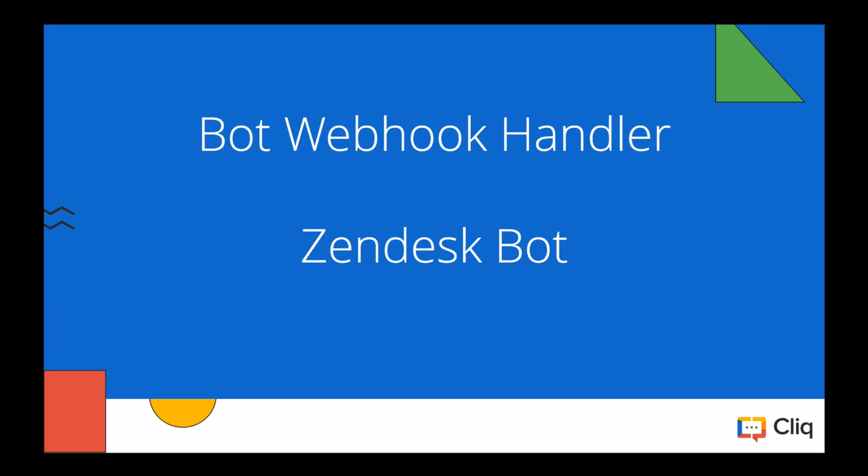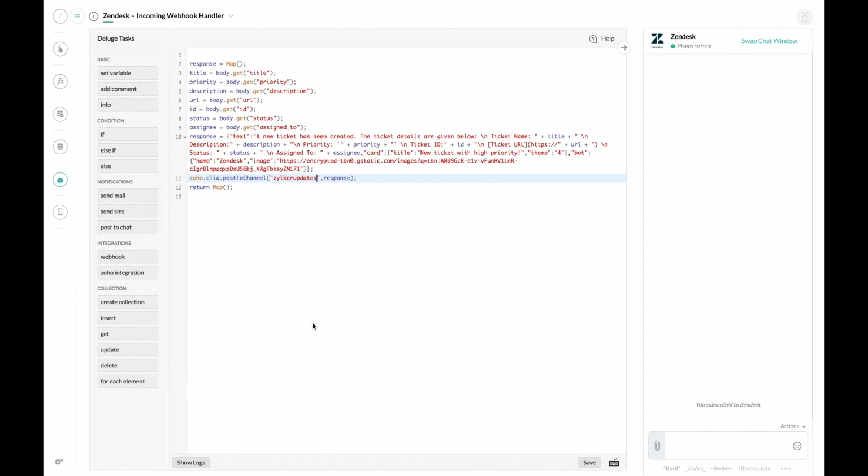resolution too. The Zendesk bot's incoming webhook endpoint is configured in the Zendesk portal, and whenever a ticket is raised by the customer, this incoming webhook endpoint receives an HTTP POST call with necessary information about the event. So let us take a quick look at the handler code now.